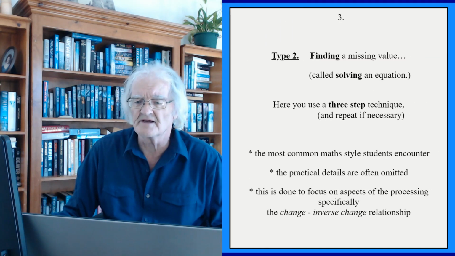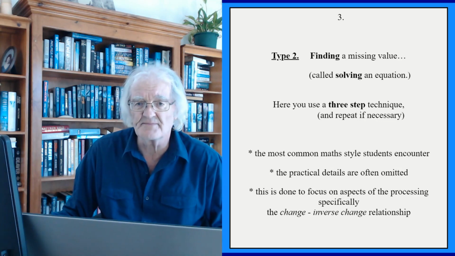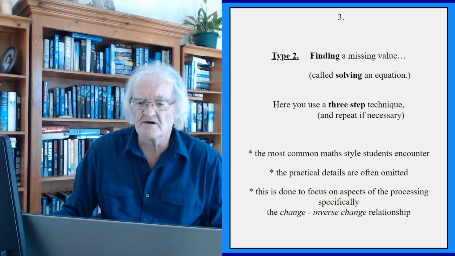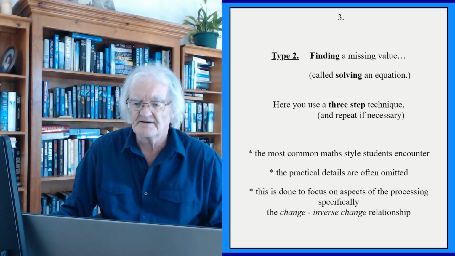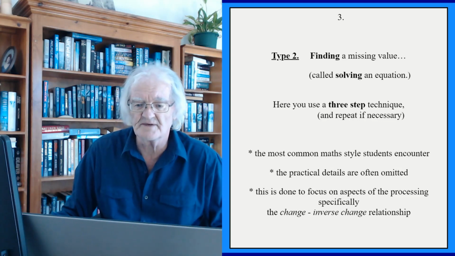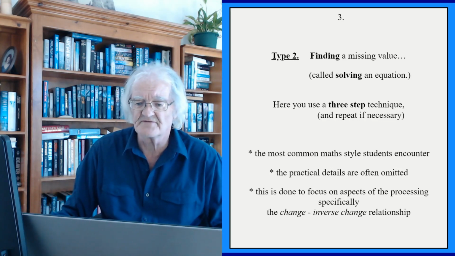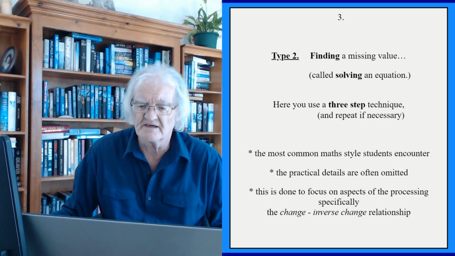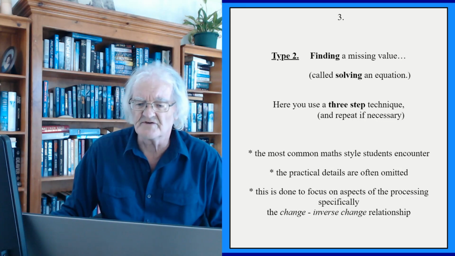Type 2, finding a missing value. This is called solving an equation. Here you use a 3-step technique and repeat it if necessary. This is the most common math style that students encounter. The practical details are often omitted. This is done to focus on aspects of the processing, specifically the change-inverse change relationship.